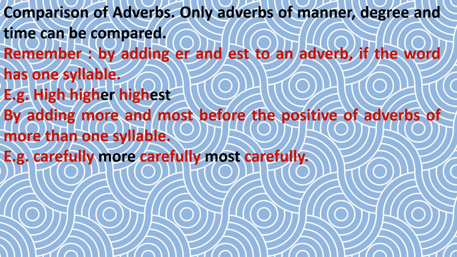By adding more and most before the positive of adverbs of more than one syllable. Remember, if there is more than one syllable, children, you cannot use er and est, but you can use more and most. Here, carefully, children, the word carefully has more than one syllable. So we are using more carefully and most carefully.